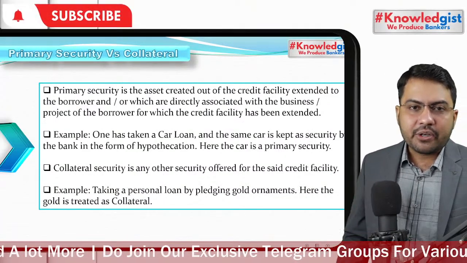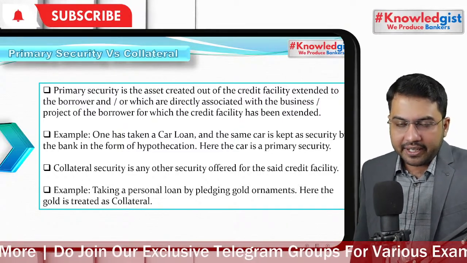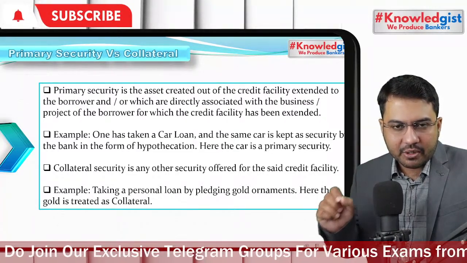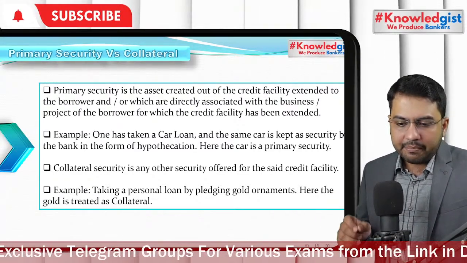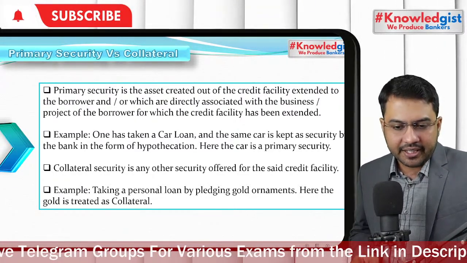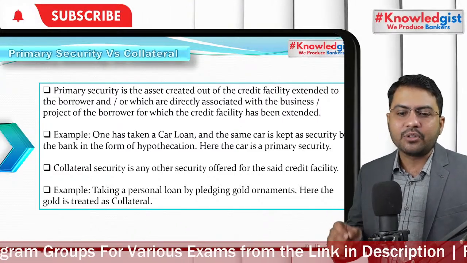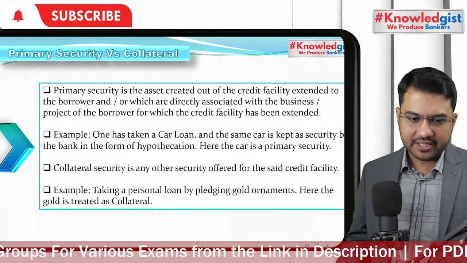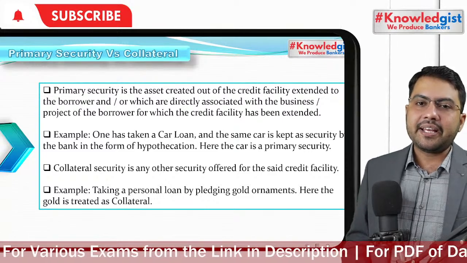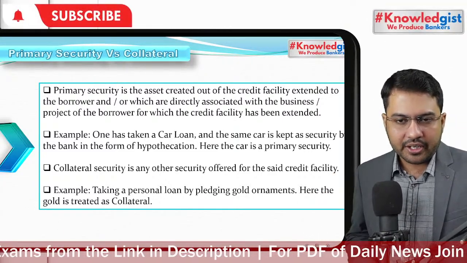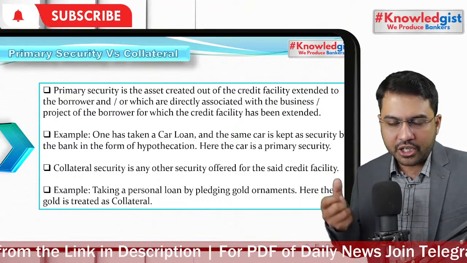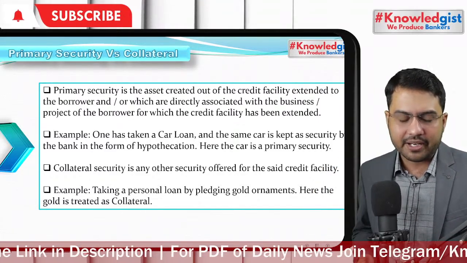Yes. Primary security versus collateral. Can anyone tell me what is the basic difference between primary security and collateral? Primary security is something that is created out of the loan amount. Is it clear? Like you have taken a car loan, and from the loan disbursement you bought a car. So here the car becomes your primary security.